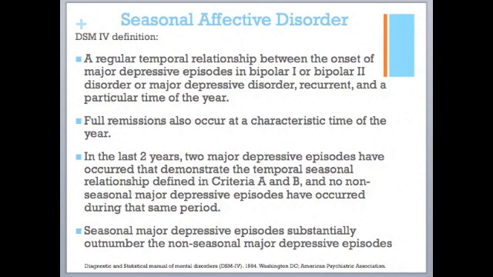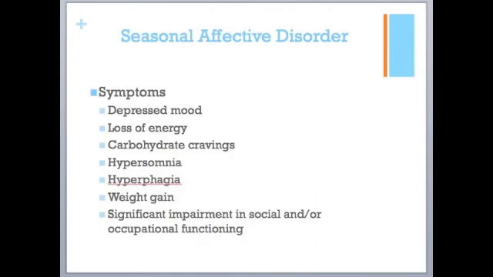B. Full remissions or a change from depression to mania or hypomania also occur at a characteristic time of the year. C. In the last 2 years, 2 major depressive episodes have occurred that demonstrate the temporal seasonal relationship defined in criteria A and B, and no non-seasonal major depressive episodes have occurred during that same period. D. Seasonal major depressive episodes, as described above, substantially outnumber the non-seasonal major depressive episodes that may have occurred over the individual's lifetime.